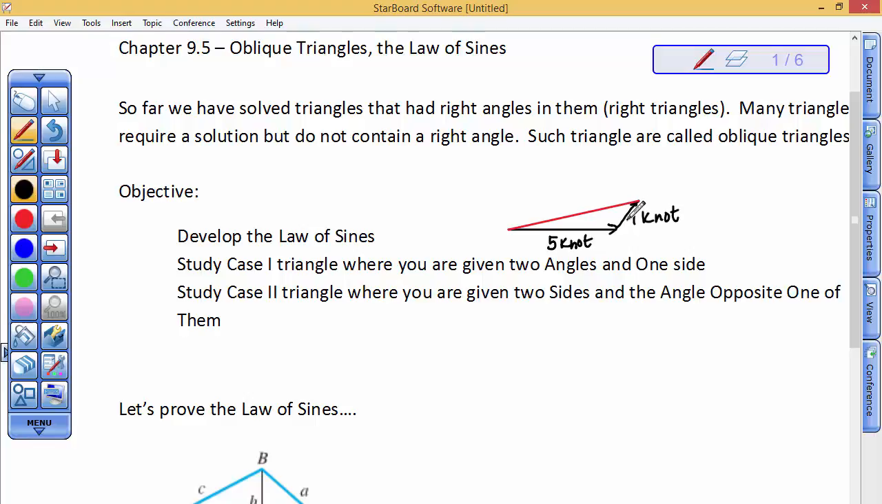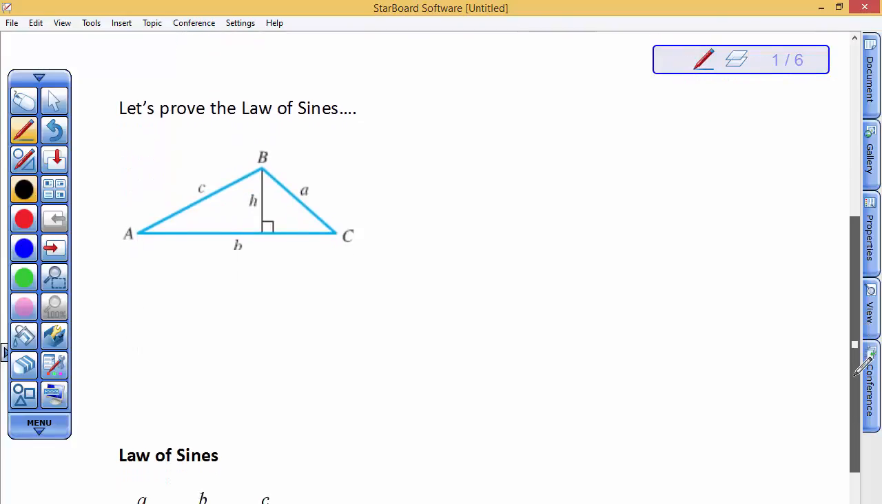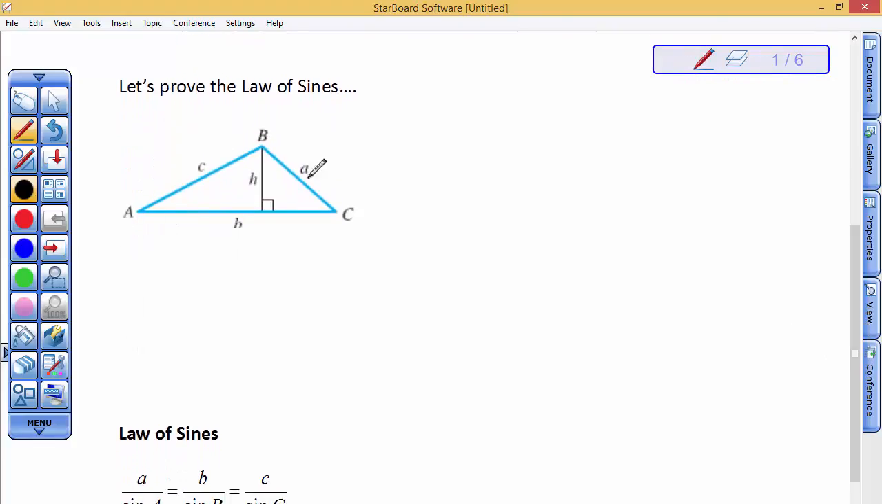I'm going to develop the law of sines now to solve a problem like this without using vectors. So what I'm going to do is prove the law of sines for you using a triangle, in the blue, that does not have a right angle in it, but I'm dropping the altitude, the height, the perpendicular distance from angle B to the opposite side, side B, and I would like to prove the law of sines. And I'm going to do that by using the definition of sine of a right triangle.